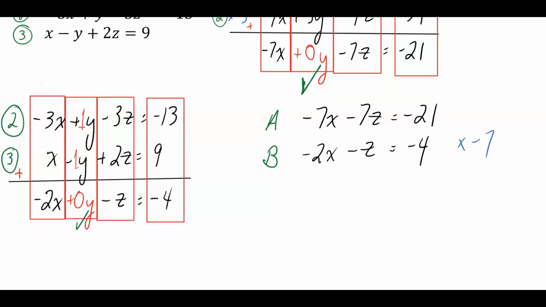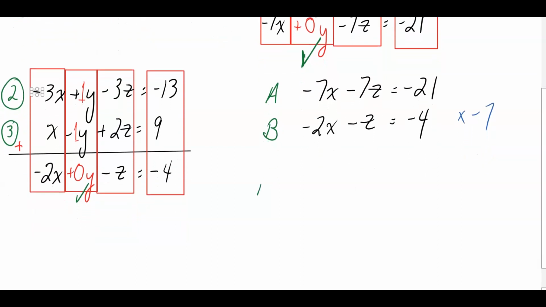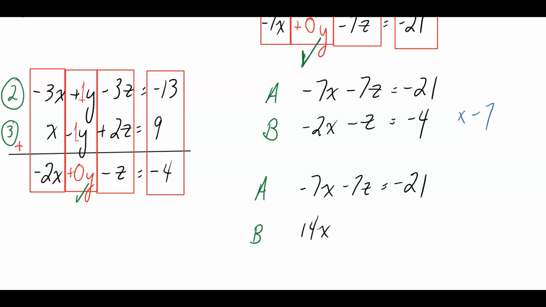We're not going to change equation A, so we will just rewrite A. And it's going to be negative 7x subtract 7z equals negative 21. But equation B, we are going to multiply equation B by negative 7. So negative 2x times negative 7 is going to give us 14x. And negative z times negative 7 will give us positive 7z. And negative 4 times negative 7 will give us 28.